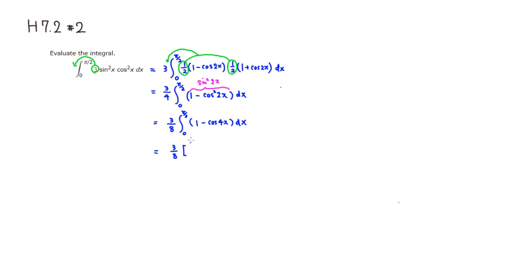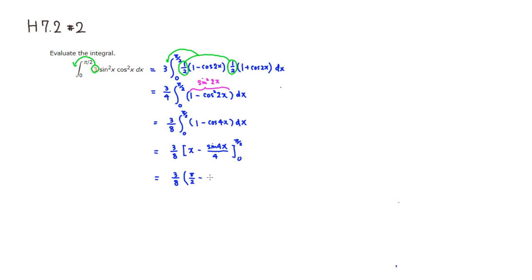The antiderivative of 1 is x. The antiderivative of negative cosine is negative sine of 4x divided by 4. And then you're going from 0 to pi over 2. Then you have 3/8 in front. If you plug in pi over 2, it's going to be pi over 2 here, and minus, pi over 2 times 4, so it's 2 pi.